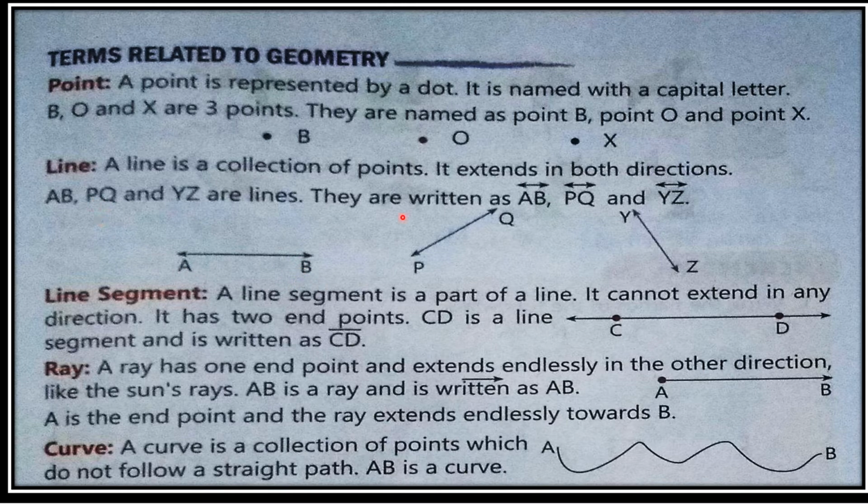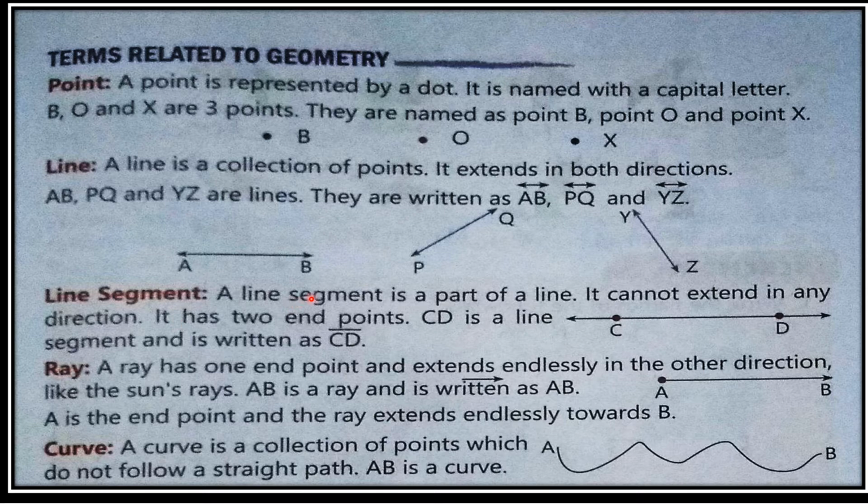As you can see here, AB is a line, PQ is a line, and YZ is also a line. They are written in short form, with a line drawn on the top of AB. So this means line AB, line PQ, line YZ. This is the short form of writing a line. Got it? Keep it in mind. Where arrows are given on both sides, that means it can extend in both directions and it is a line.